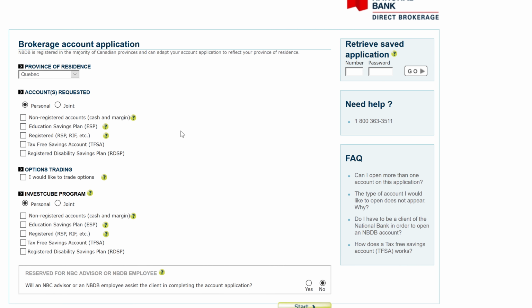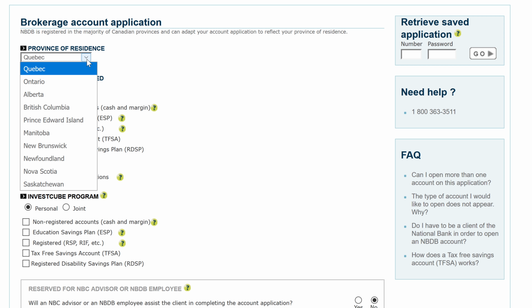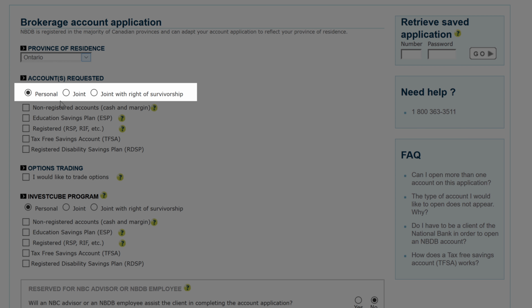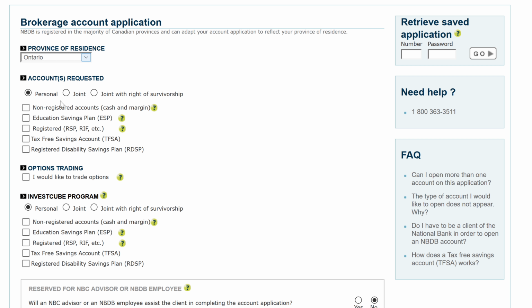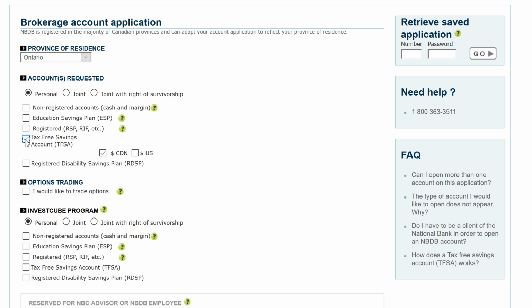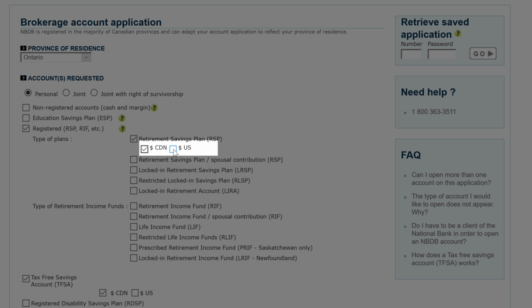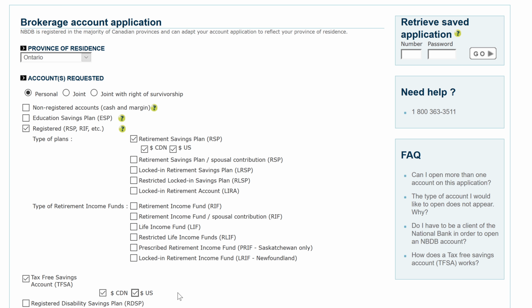Once you're in the online form, please choose your province of residence in the drop-down menu. The chosen account can be personal or joint. It is possible to select more than one account at a time, for example, a TFSA account and a RSP account. Depending on the type of account that you select, you have the option of opening in Canadian and/or US currency. Note that you can trade stocks, ETFs, options, mutual funds, and bonds in all of your direct brokerage accounts.